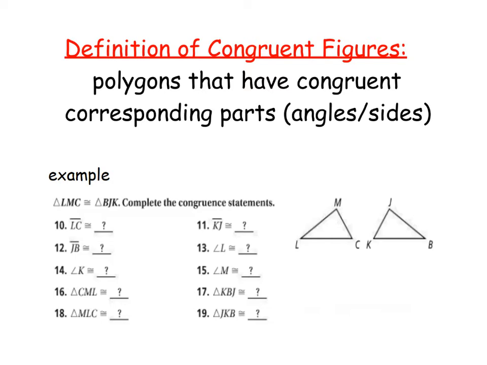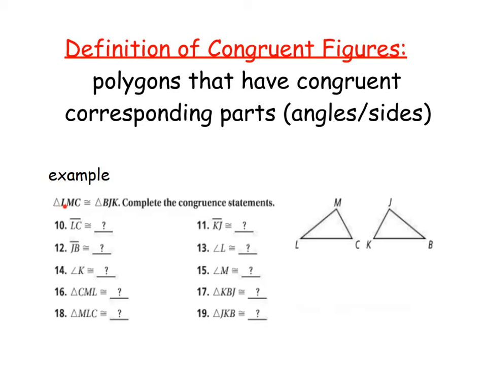So the definition of congruent figures means that you have polygons that have congruent corresponding parts. That means all their parts match up. Their corresponding angles are congruent, their corresponding sides are congruent. If you look at this example of these two triangles, it's important that you pay attention because sometimes the figures are deceiving looking, and so you have to pay attention to the phrasing.